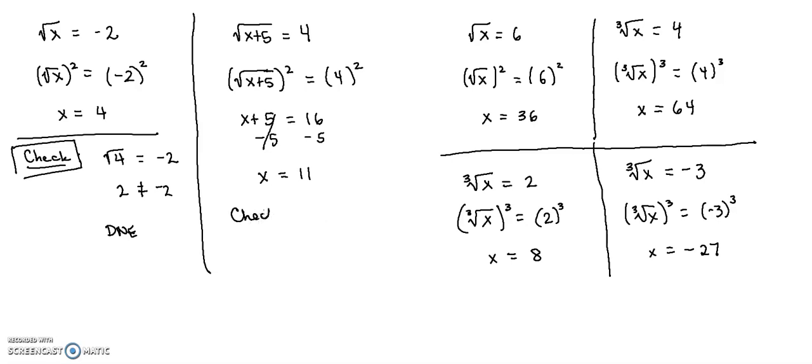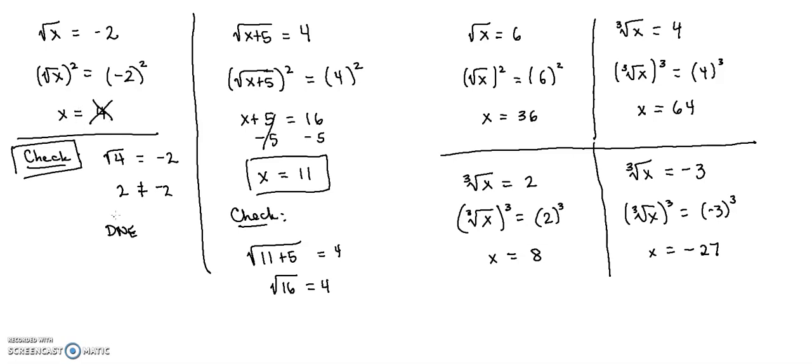And then we check. So we plug 11 into our original equation. And we get square root of 16 is equal to 4. And yes, that's true. So yes, that is definitely the right answer. I should go back over here and throw this one out, right? So that would be DNE. Okay, so you square or cube both sides and then solve for the answer. That's the basic plan of attack.